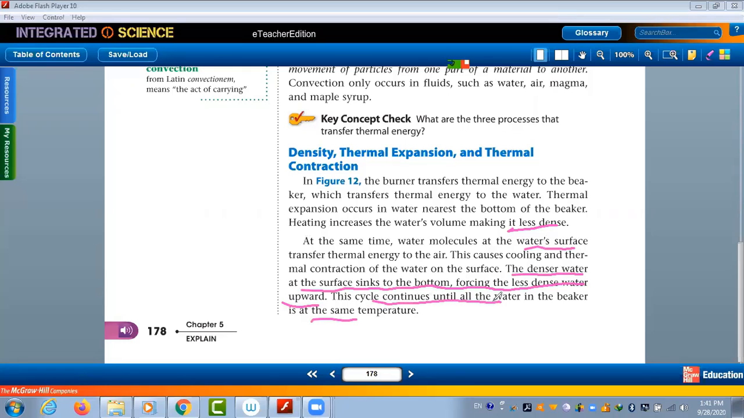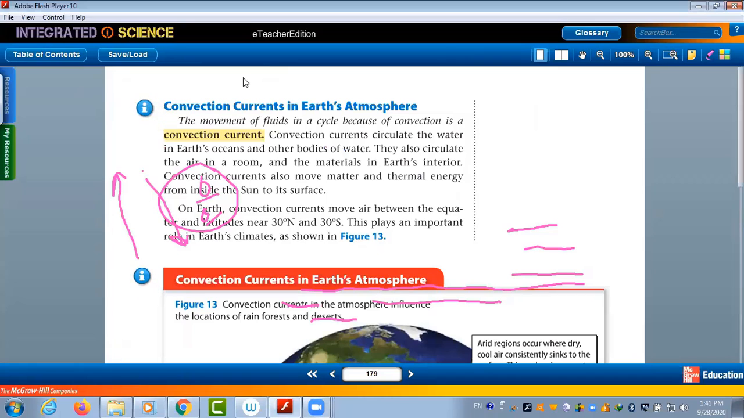Yes, this process, as we said before, the transfer of thermal energy will continue until we have the same temperature. So now we are talking about the same material. So the whole particles have the same kinetic energy or the same temperature. So this will stop. What we saw here is a current of water going up and another current coming down. So we call them convection currents. What is the meaning of convection currents?